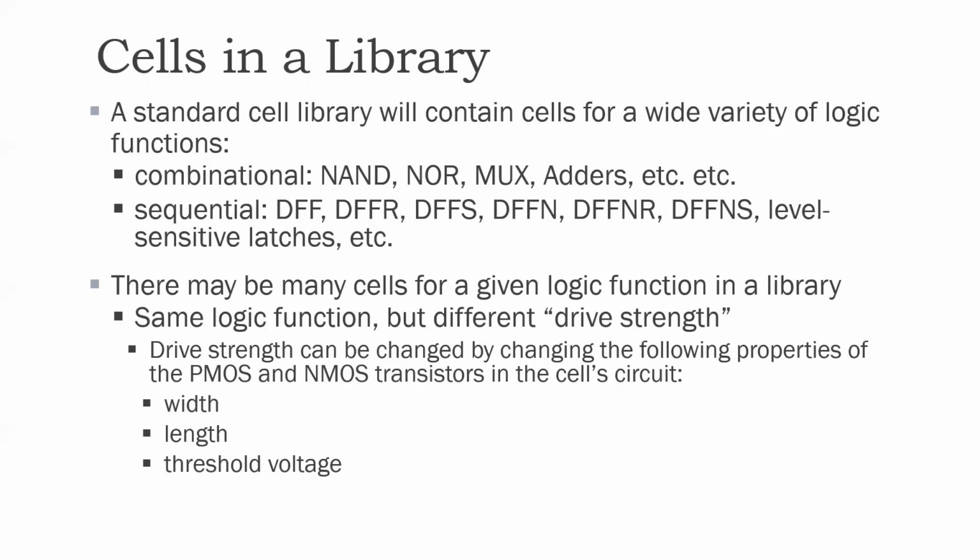So in a library, for a given logic function, let's say a 2-input NAND gate, you could have maybe 6, 7, 8 different 2-input NAND gates. Those different NAND gates would not differ in functionality. They are all 2-input NAND gates. They all have the same function, but they will differ in their drive strength. And the way that difference is created is by designing those different cells with different transistor widths or different transistor lengths, or with different transistor types, meaning transistors with different threshold voltages.